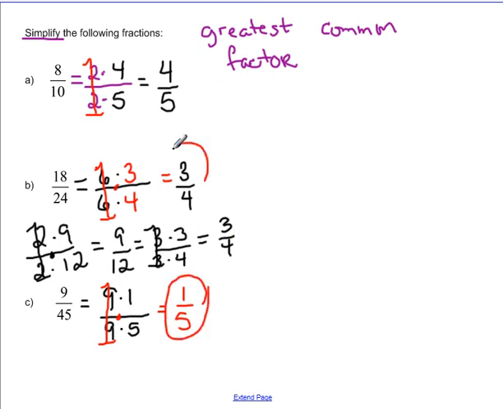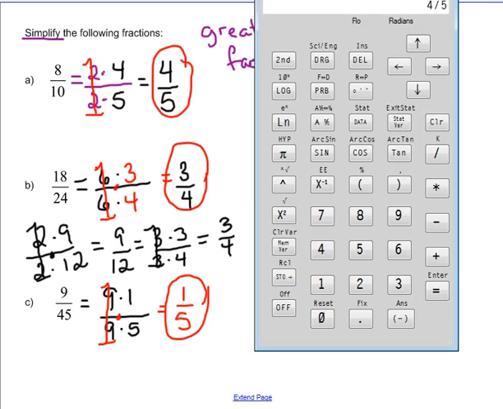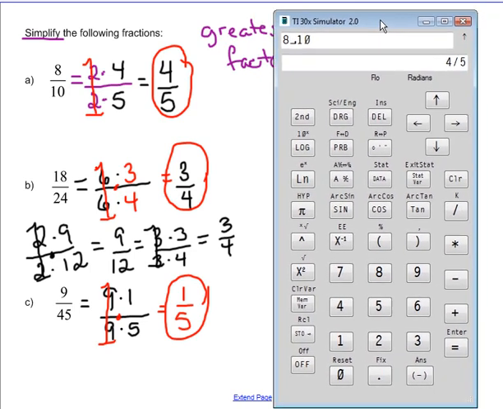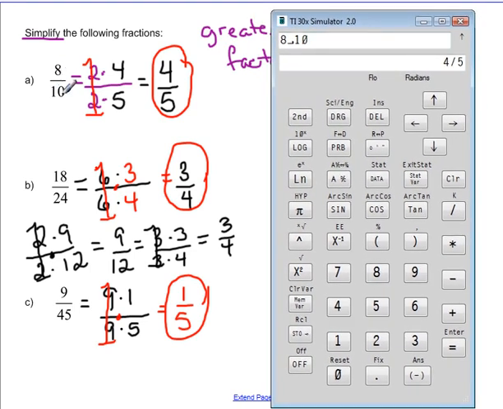Let's circle these other final answers. And to do a check on your calculator with these problems, you can use the fraction key on your calculator. So let me just take a look at our calculator here. We'll use our calculator to check this first one. The fraction we were given was 8/10.